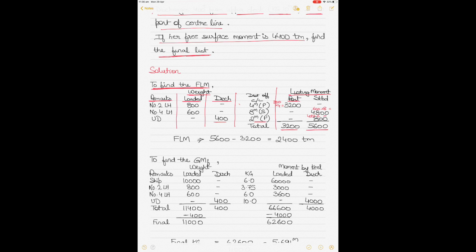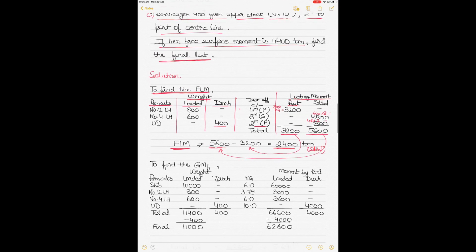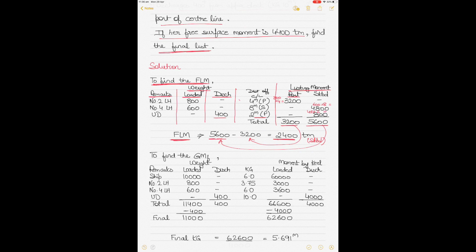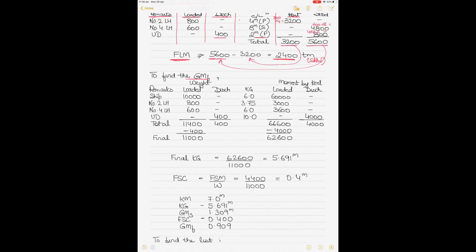So more listing moment is towards starboard side. Your resultant final listing moment will be 5600 minus 3200, which is 2400 tons, but this is towards the starboard side. So you might write starboard here because that gives you an indication of where the ship will be listing at the end. But if you go back to the formula, to calculate the list, you also need the GM. So how can you find out the GM?